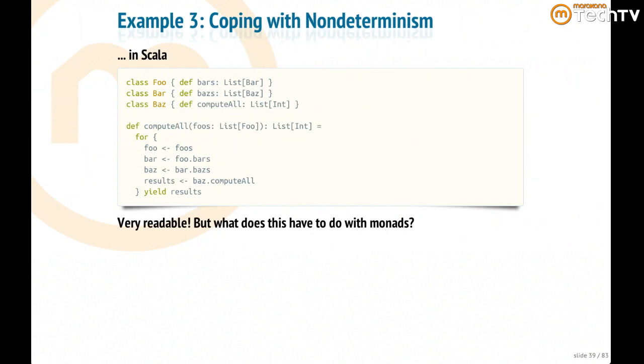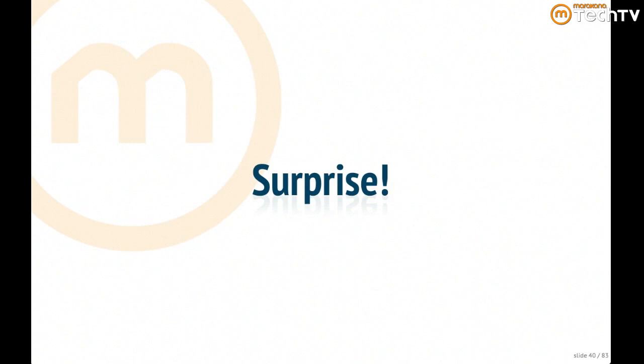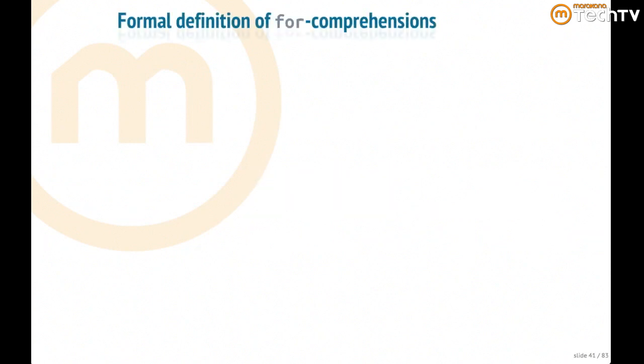So now the question, of course, is, well, what does this have to do with monads? We don't see any map or flatMap in here. And I didn't say, okay, well, we're going to solve a problem with the list monad. But, surprise, the for-comprehensions are actually a monadic construct. So I'm going to show you what that means here, and just define what these for-comprehensions are somewhat formally.